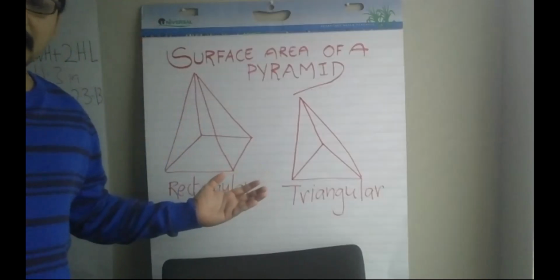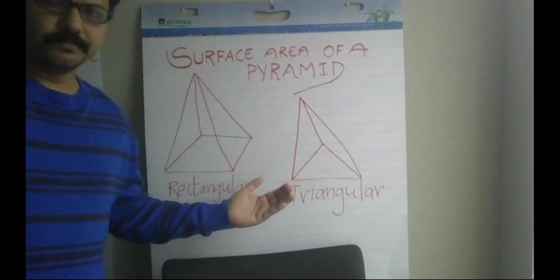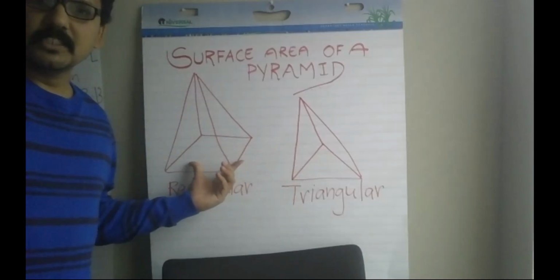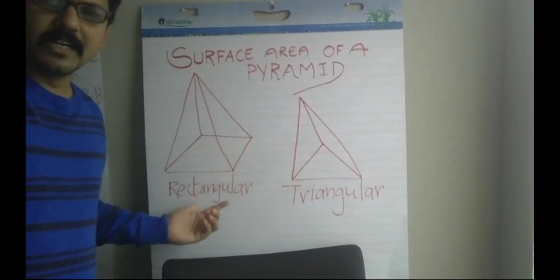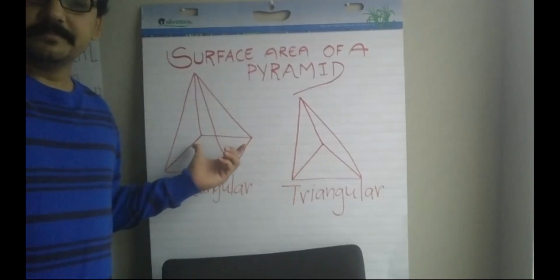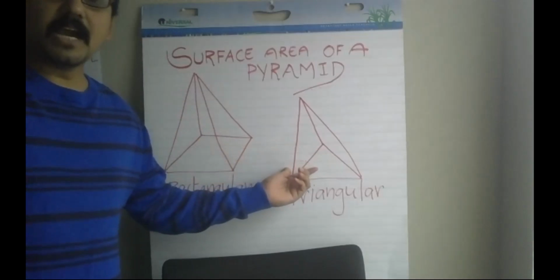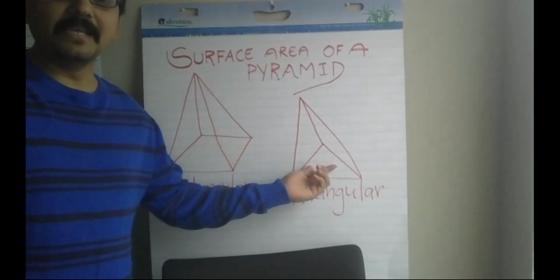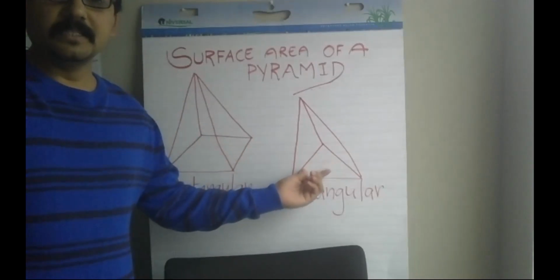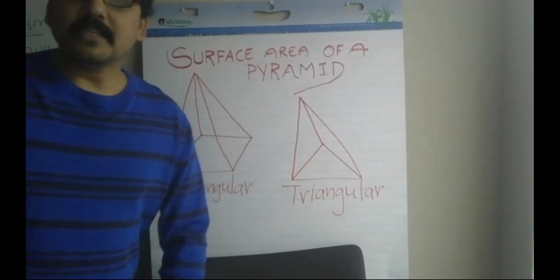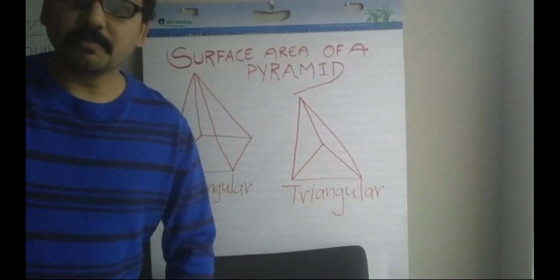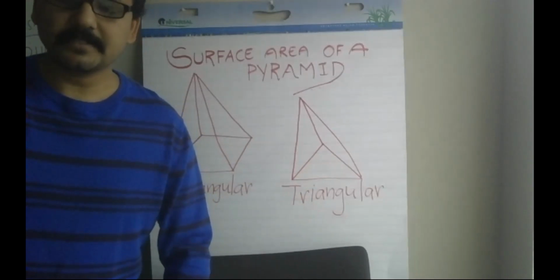So we observe two kinds of pyramids here. One is with a square base, or sometimes a rectangle. We call it a rectangular pyramid. And we have another kind of pyramid where we see the base as a triangle. This is called a triangular pyramid. So let us get into the details about the pyramids in today's class.